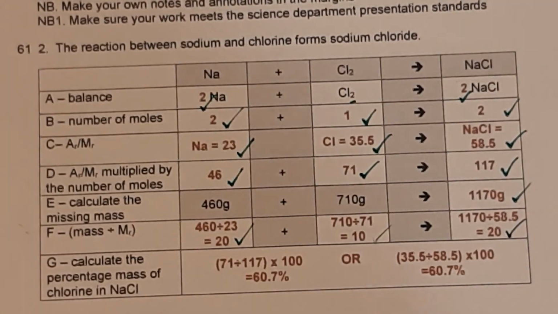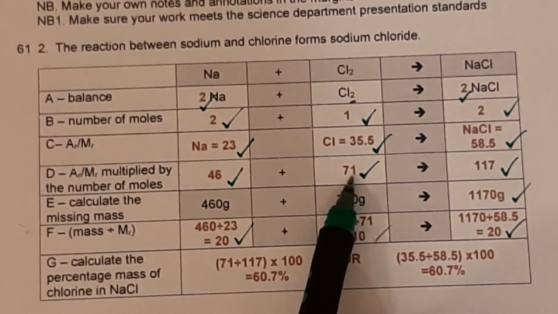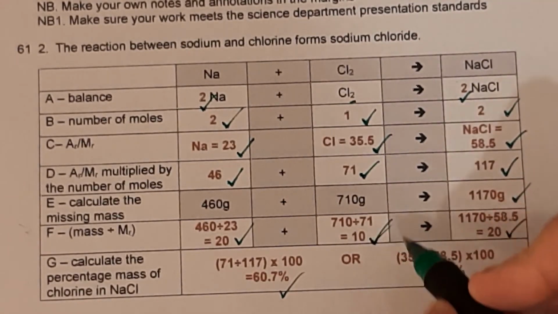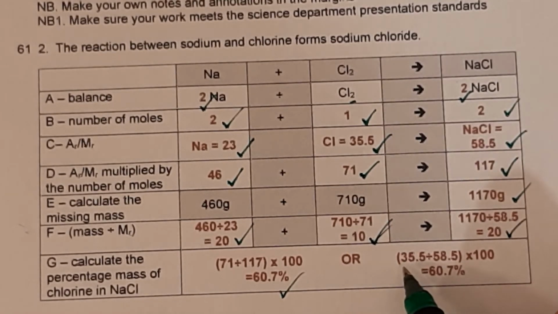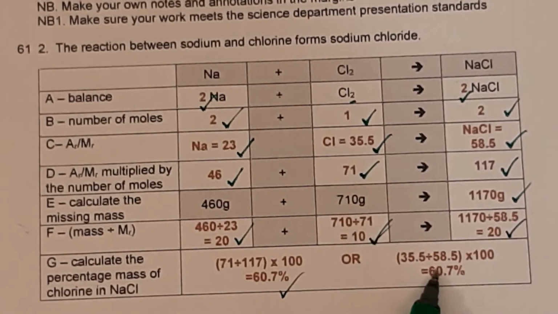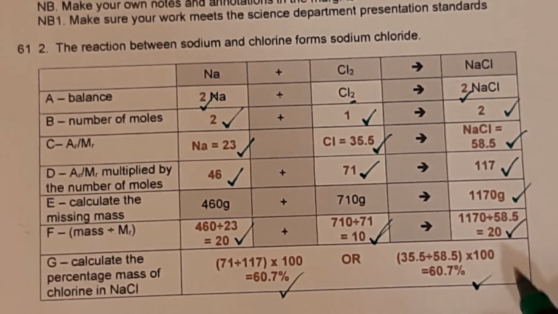So to calculate the percentage mass of chlorine in sodium chloride, the method you were shown to use was 71, which is the amount of chlorine, which is here, divided by 117 here, all multiplied by 100 gives us 60.7%, or if you've rounded it to 61, that's fine. An alternative method, which doesn't always work well, but does work well for this one, and you could have the marks if you've done it this way, is 35.5, the relative atomic mass of chlorine, divided by 58.5, the relative atomic mass of sodium chloride, multiplied by 100, also gives you 60.7. So either one of those methods is fine.